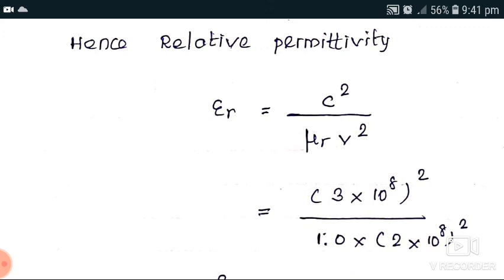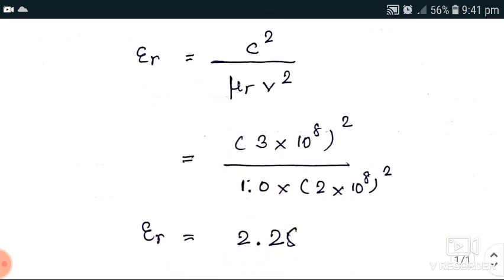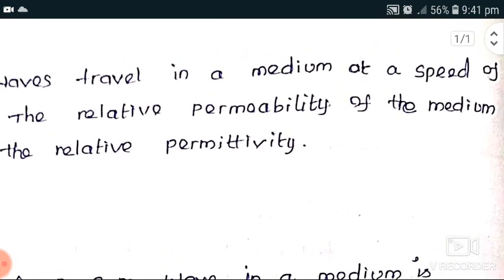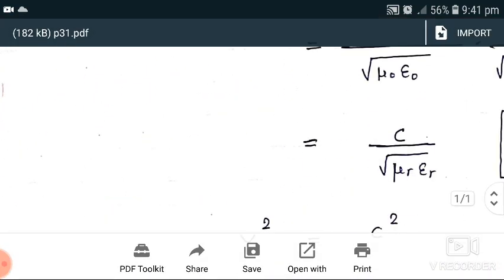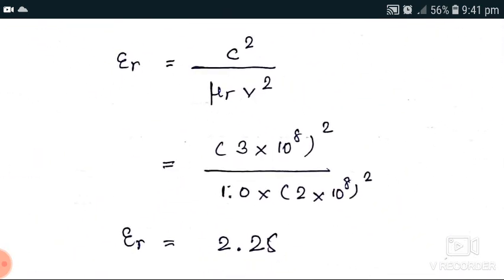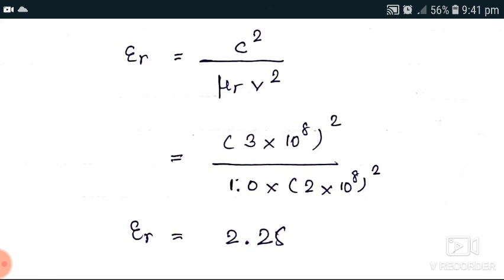What is meant by c? Speed of light. You know the constant value. What is the speed of light? 3 into 10 to the power of 8, whole squared, divided by mu r. Already they have given it. What is mu r? Relative permeability. The relative permeability of the medium is given in that question as 1. So you just substitute the value 1, and v is also given, the speed of electromagnetic wave in the medium, that is 2 into 10 to the power of 8, whole squared. So what is the final result? The relative permittivity is equal to 2.25.